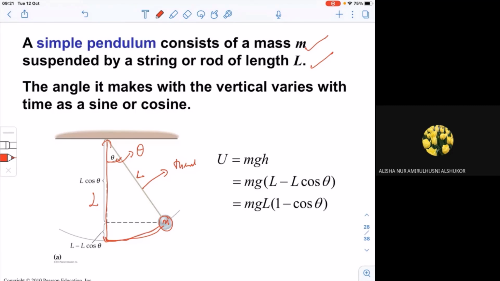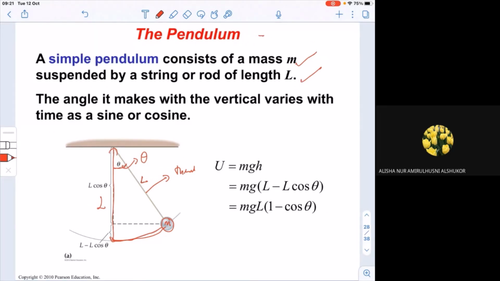The angle it makes with the vertical varies with time as a sine or cosine. To be on the safe side, the pendulum will reach some point where we can measure its potential energy. The potential energy of the pendulum, if we swing it up to one point, is given by mgh. So what is mgh? It is mg times (L minus L cos theta).